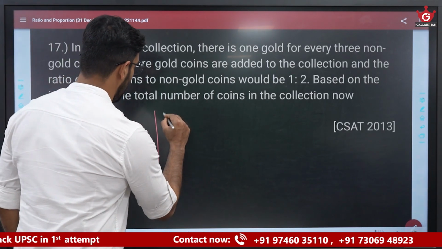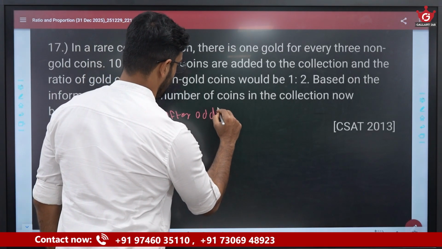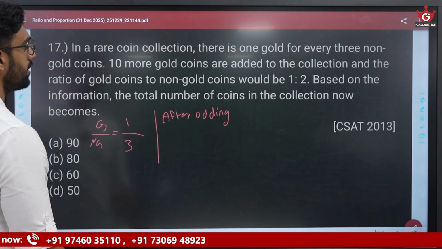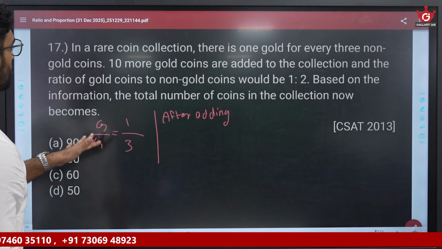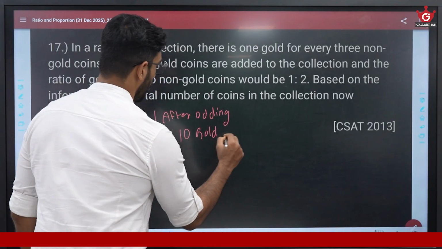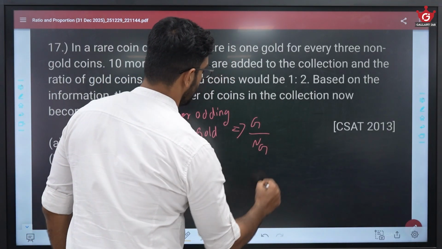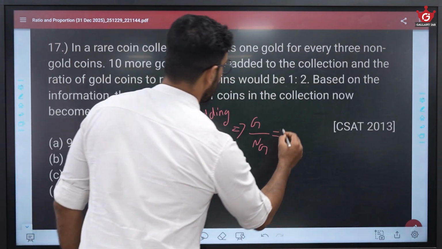Now, after adding 10 more gold coins, the new ratio of gold to non-gold is given by 1 by 2.